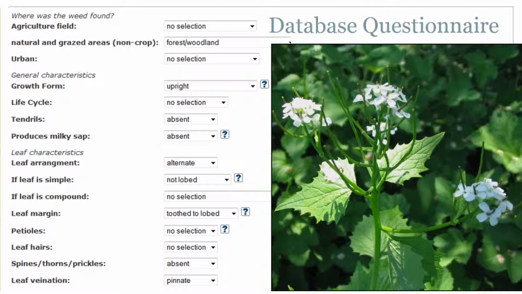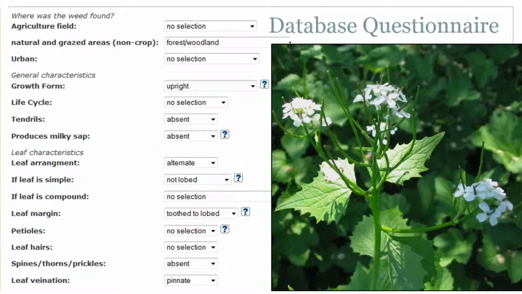Leaf hairs is a fairly straightforward question. It refers to whether the leaf surface is smooth or hairy. I didn't answer it for our species, but it would be smooth, as you might be able to see from this photo. Our plant also does not have spines or thorns as a leaf characteristic, which may be obvious from this photo.